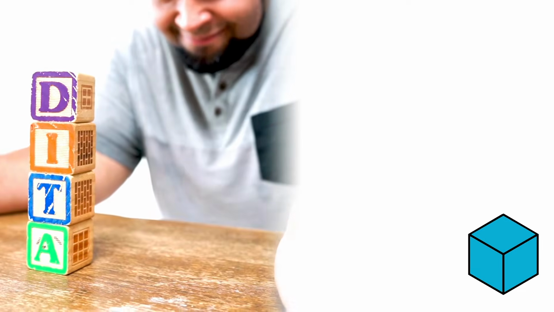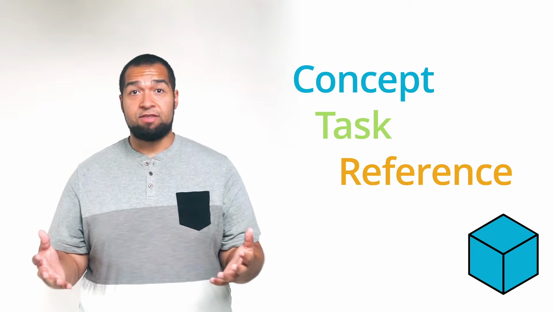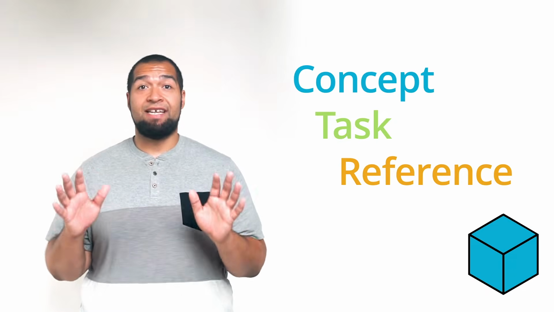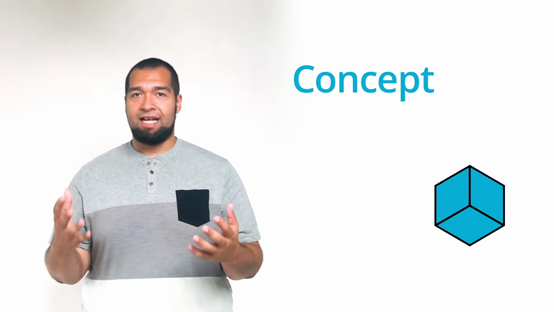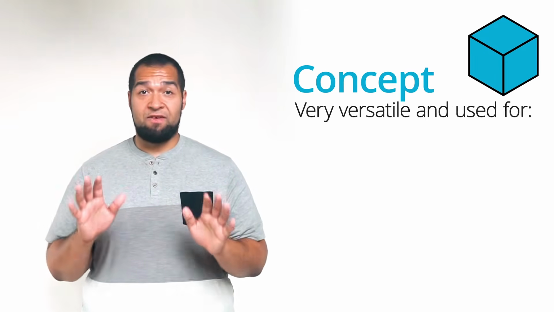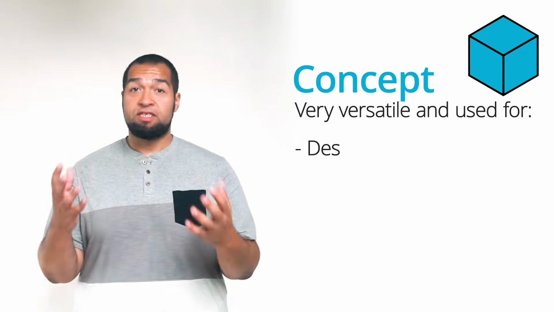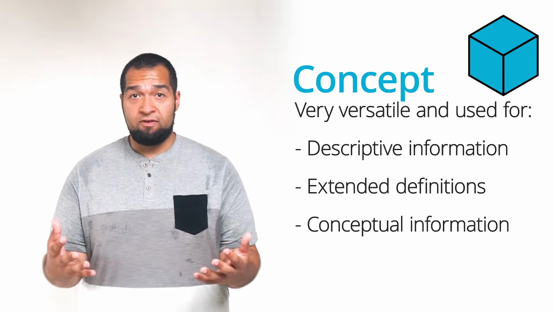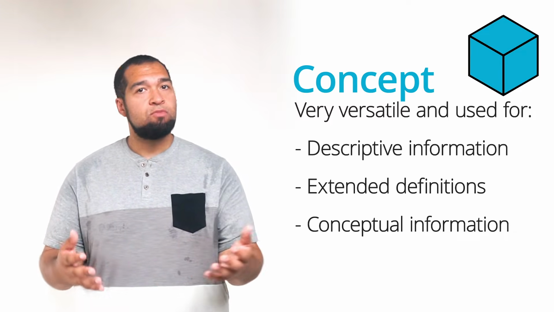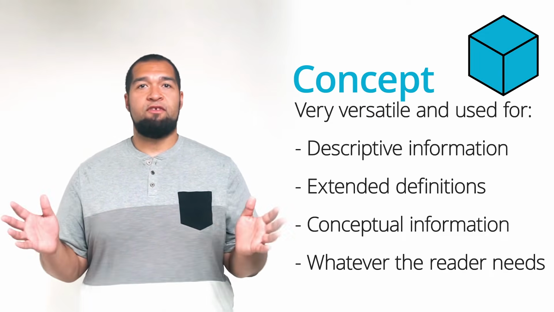There are three main kinds of topics: concept, task, reference. DITA also allows the creation of specialized topics for unique industries and use cases, but these three are the main ones. First, a concept topic. Concept topics are very versatile. They are often used for descriptive information, extended definitions of ideas, conceptual information about materials, product, or process. Honestly, whatever general information the reader needs.